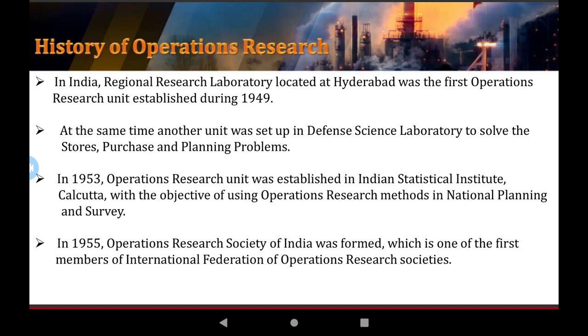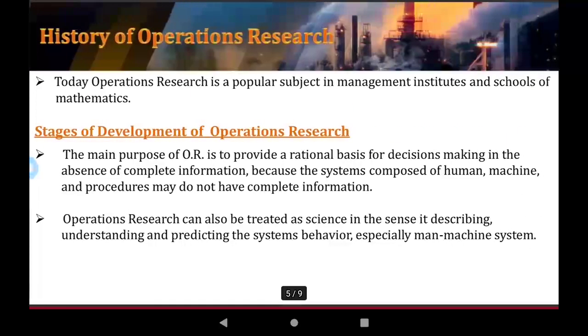Okay, the Operation Research Society of India was founded, which is one of the first members. Okay, in the international federation of Operation Research Societies, भारत को पहला मेंबर माना गया. Okay, इंडिया को पहला मेंबर माना गया इंटरनेशनल फेडरेशन ऑफ द ऑपरेशन रिसर्च सोसाइटीज में इन 1955 में. That was the history of Operation Research in India.